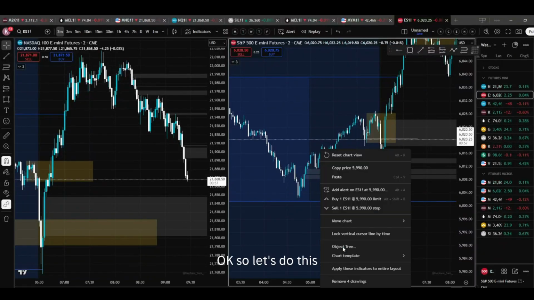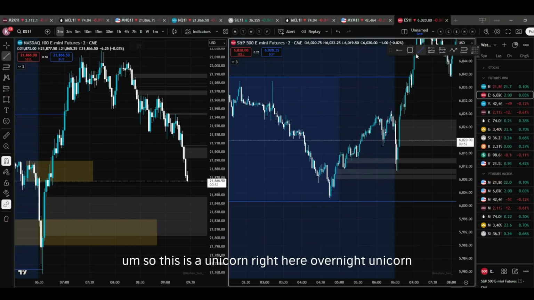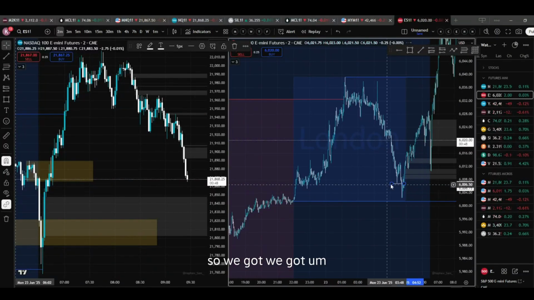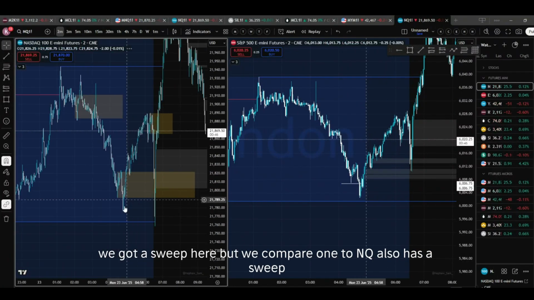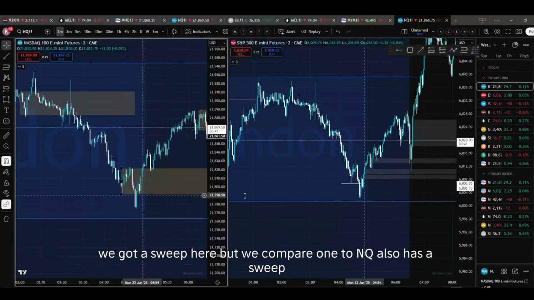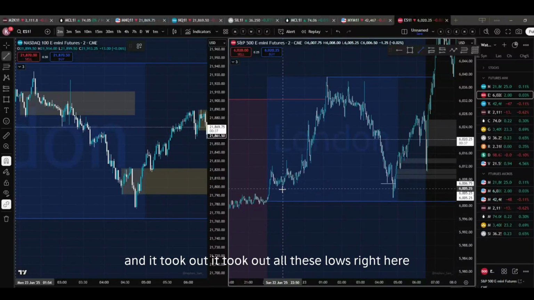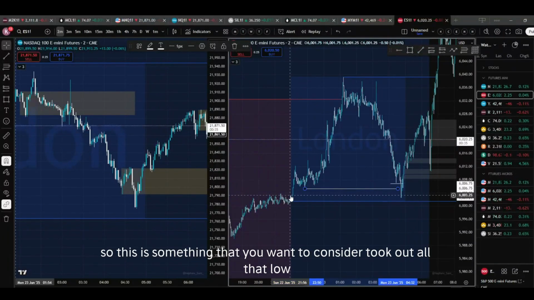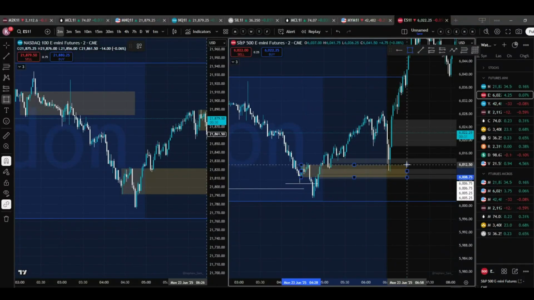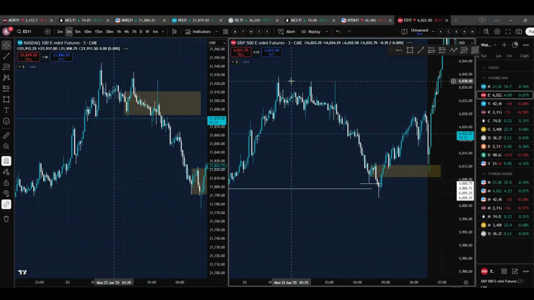Okay, so let's do this. So this is a unicorn right here, an overnight unicorn. We got a sweep here, and when we compare it to NQ, that also has a sweep, and it took out all these lows right here. So this is something that you want to consider. It took out all those lows. We got a unicorn forming right here. It's better in 3 minutes actually.